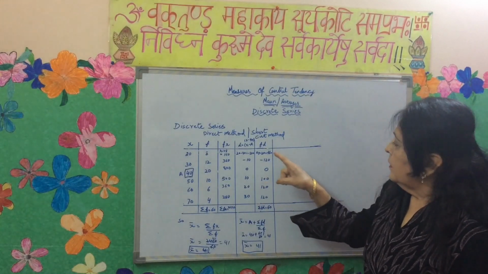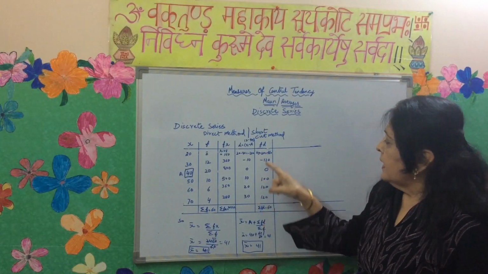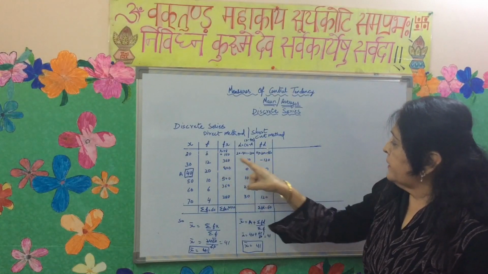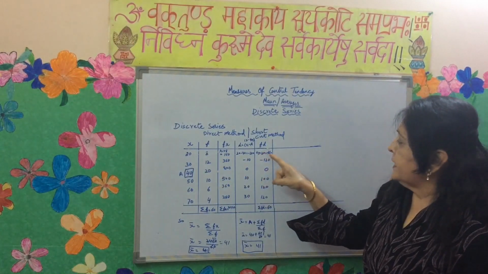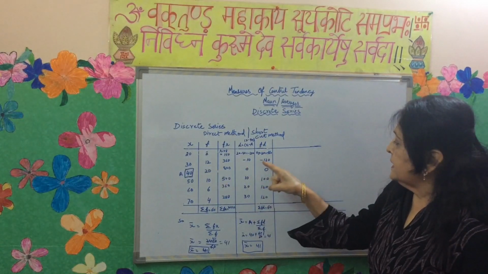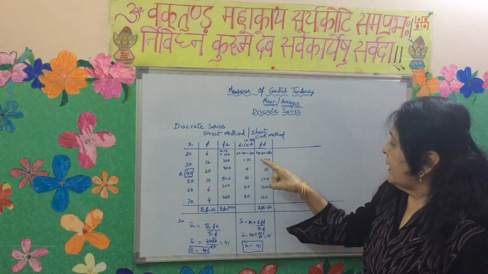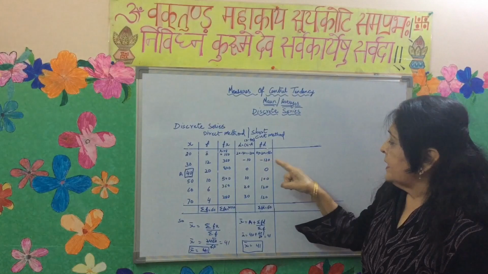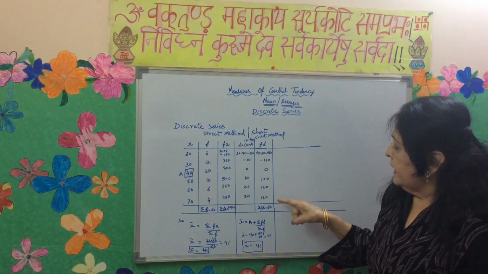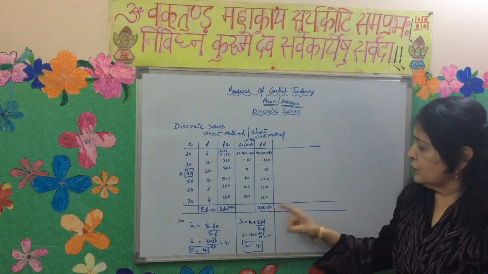These are the values of d. F we have got here. So fd is equal to 8 multiplied by minus 20 is minus 160. Similarly, second is minus 10 multiplied by 12 is minus 120, and so on: 0, 100, 120, 120 again. So sigma fd is equal to 60.